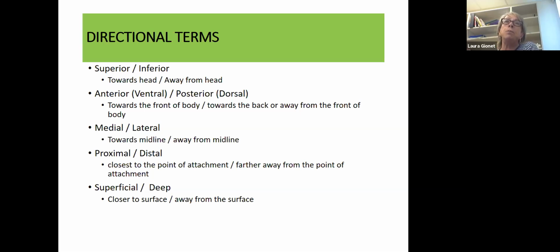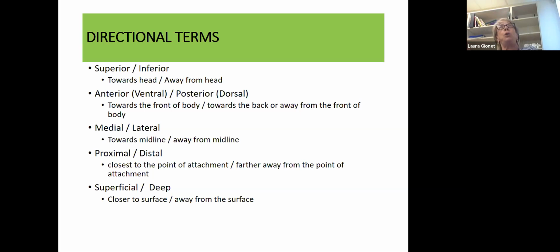And then we have the terms superficial and deep. Superficial means toward the surface of the body, and deep means away from the surface of the body. An example of how we use that is also a description of pain, especially when you're talking to a patient. As you're inquiring and getting a history, you might ask them to describe their pain. Does it feel superficial or deep? Is it something on the surface of the body that you can put a finger on, or is it away from the surface of the body, something you can't quite put your finger on?